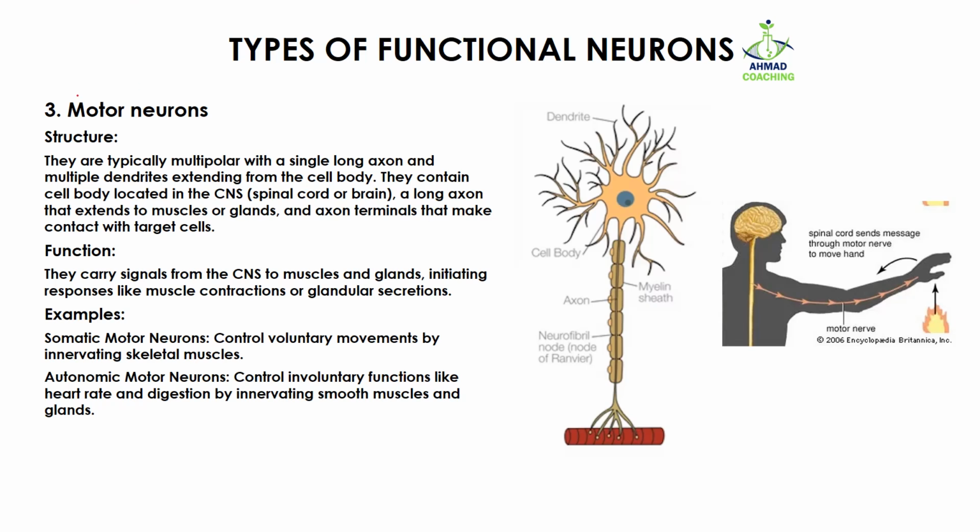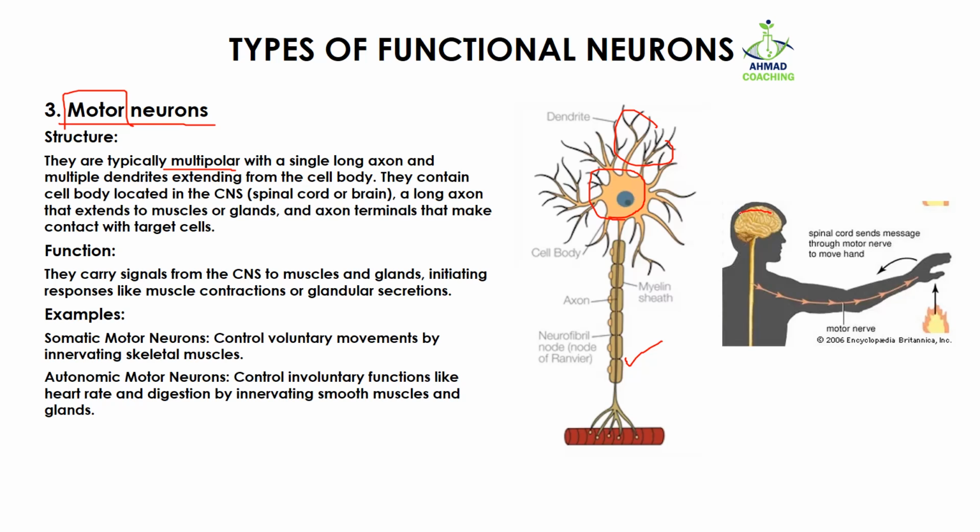Let's come to the third neuron type, which is the motor neuron. As the name indicates, it is motor. So we know that when a motor is working, it means something is working very quickly. If you talk about the structure of motor neurons, they are also multipolar, meaning they have multiple branches coming out of the dendrites. They have one single long axon, while multiple dendrites and a cell body, the typical structure of a neuron. They contain a cell body in the central nervous system.